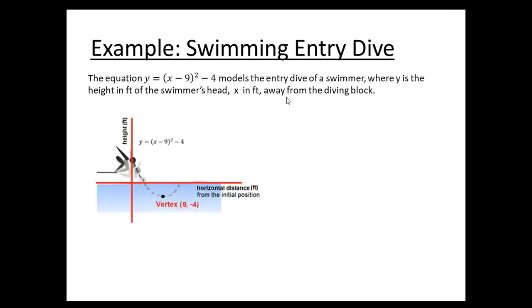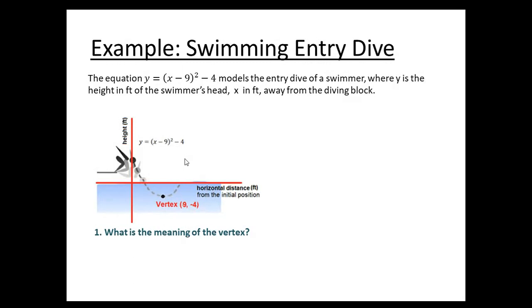First of all, let's graph the axes. They've told us that y is representing the height of the swimmer's head, so we're going to label y as height in feet. We also know that x is in feet, but it's the distance away from the diving block. Now, I'm going to superimpose a diver and a dive on it, and we have the parabola that it creates.